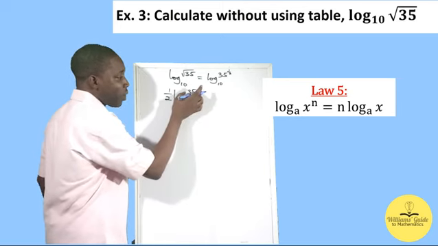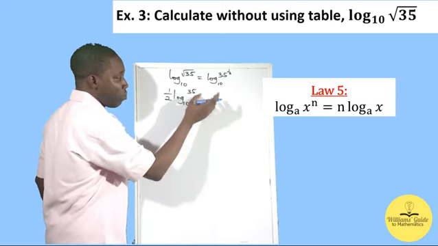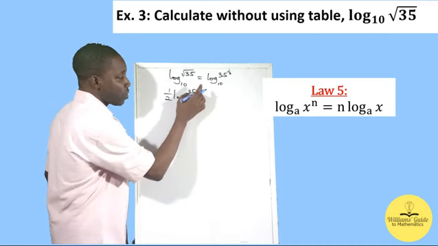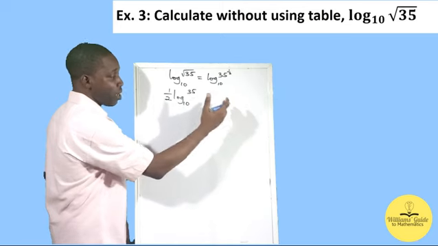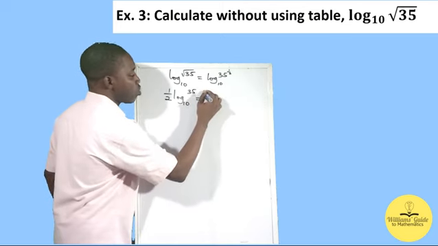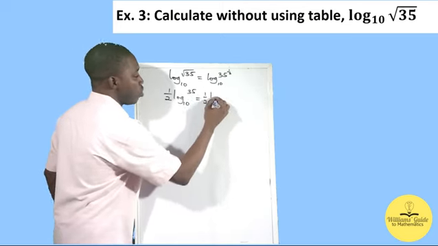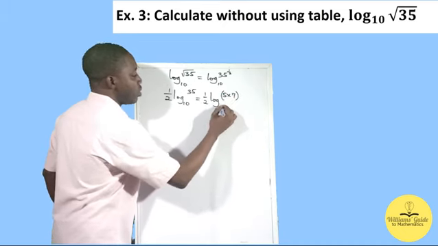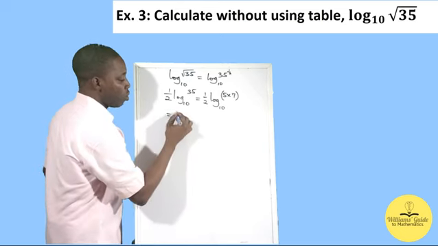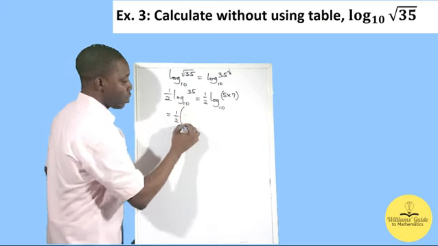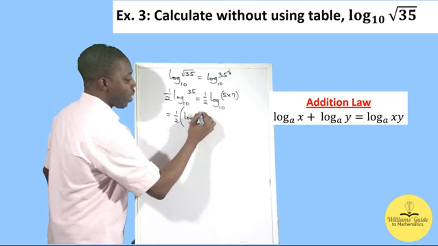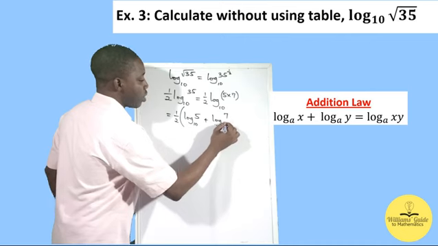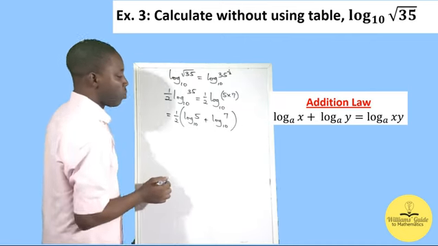Now I will express my 35 using prime numbers. So that means I'm getting the prime factors of 35. The prime factors of 35 are just 5 times 7. So I can write this as 1/2 log 5 times 7 in base 10. And that will be 1/2, a big bracket, one for log 5 in base 10 and the other for log 7 in base 10. Closing the bracket now.